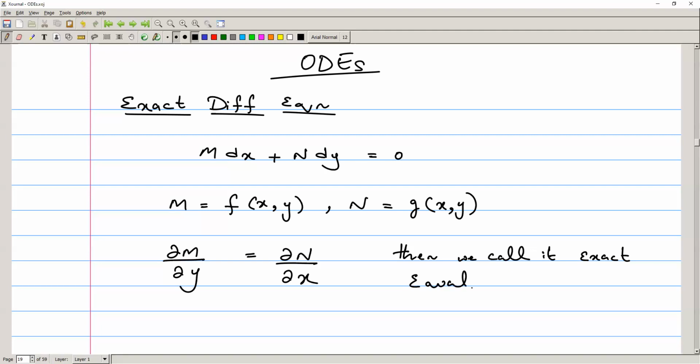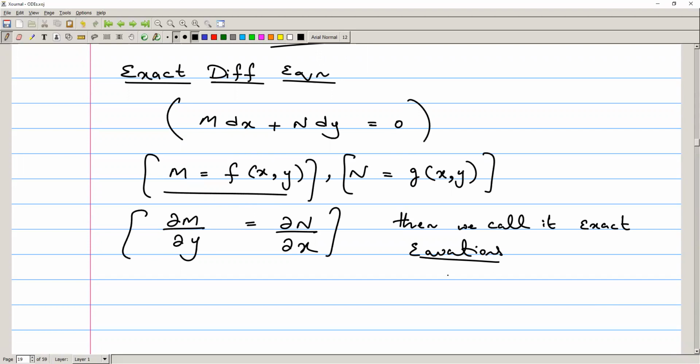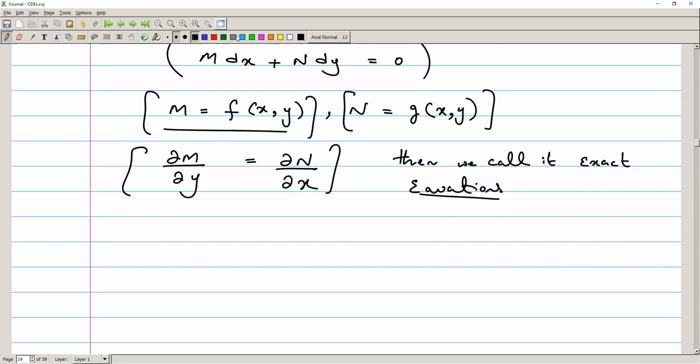Simply, what we need to do is transform the equation to this form, identify M and N, and then check whether these partial derivatives are equal or not, right? So let's start with an example.